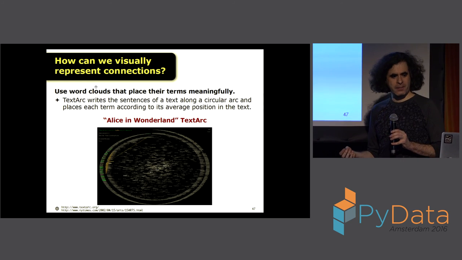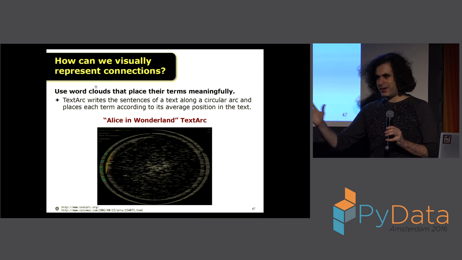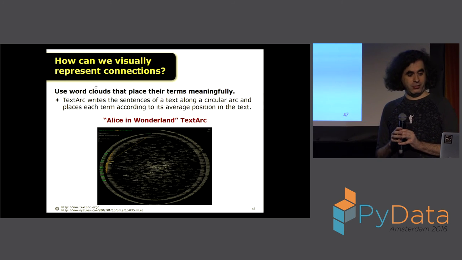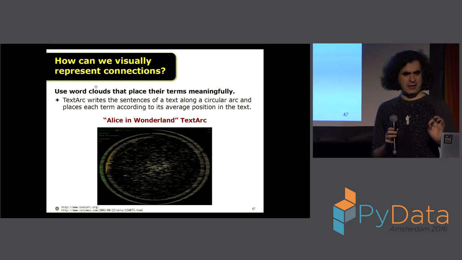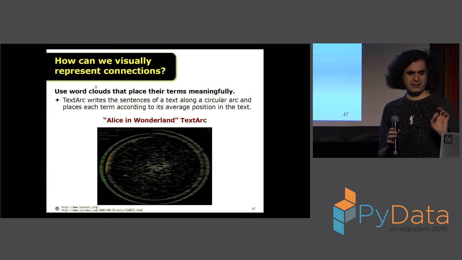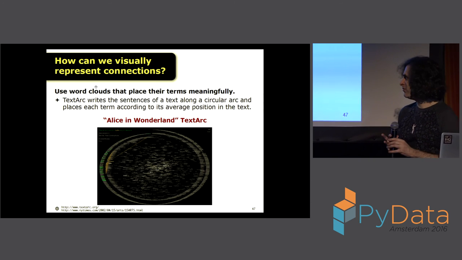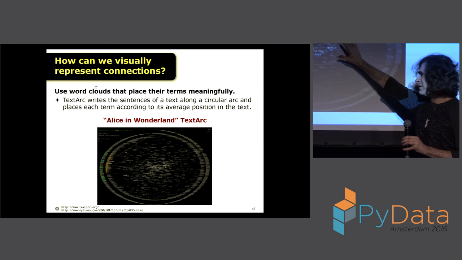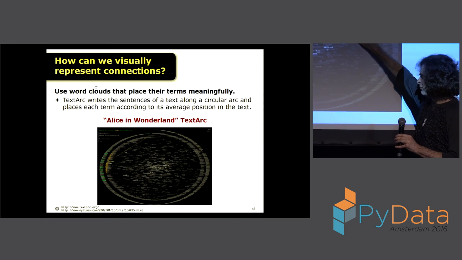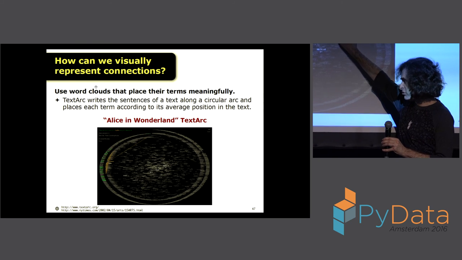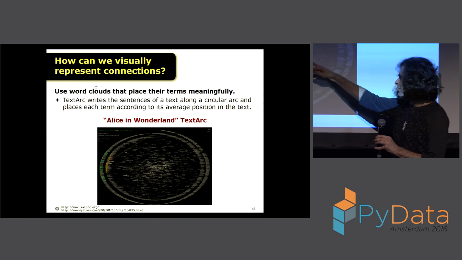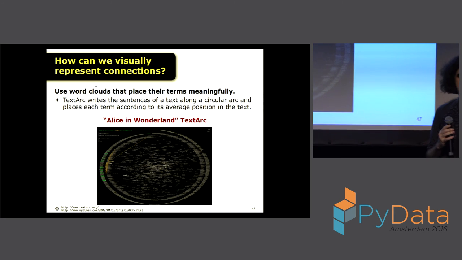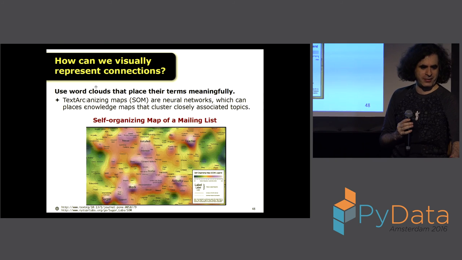This is another really interesting approach for understanding texts. The idea here is that we take a text and we write it out along the radius of a circle. And then we take each term and place it according to its average position in the text. So the terms that are the topic of the whole text are in the center, while the ones that only occur in certain sections of the text, like the introduction or the conclusion, will be off to the side. And then you can start looking at the relations and the connections between them. Really, really beautiful alternative way to navigate the structure of a text.